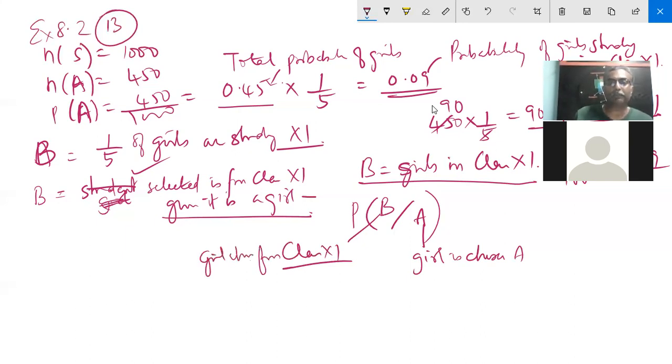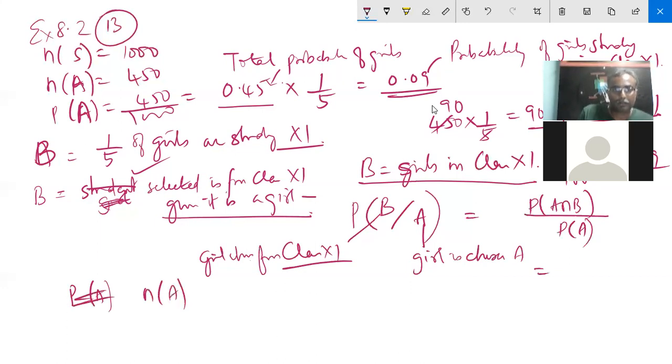Somebody chosen from class 11 is B. The girl is chosen from class 11: a girl is chosen, and from class 11 a student is chosen. So that is the probability of B given A. That is P of A intersection B divided by P of A. Total number of girls were 450, and the number of girls in class 11 is 90. We found that out: 90 girls in class 11.